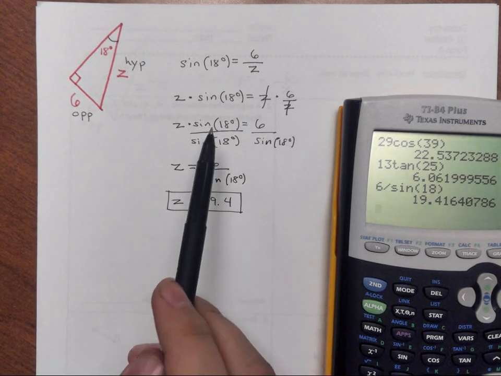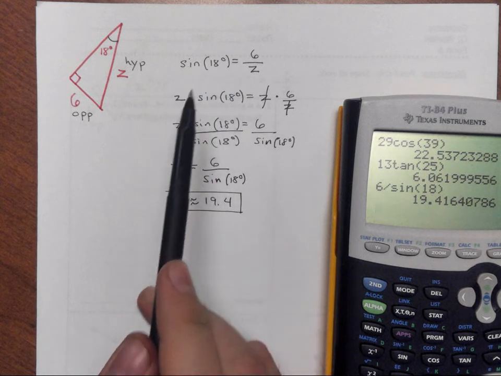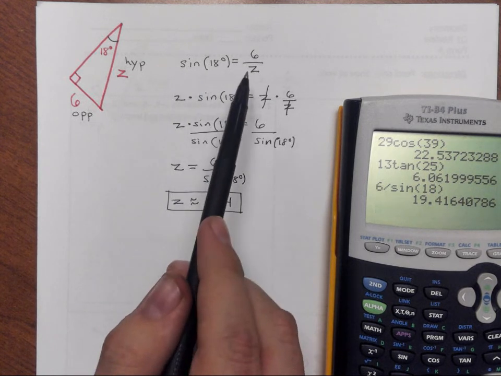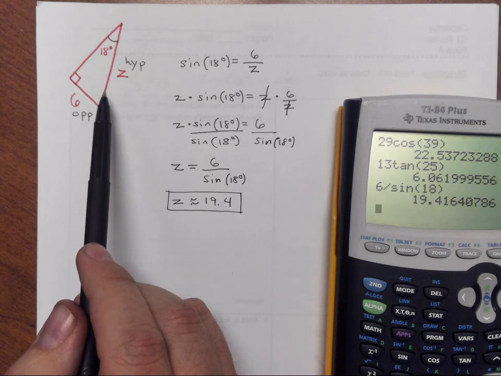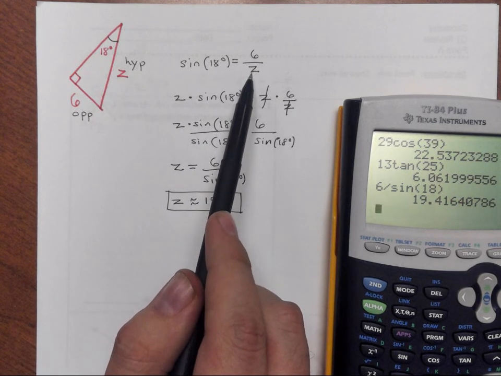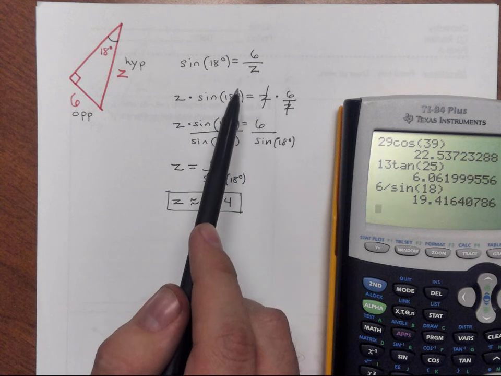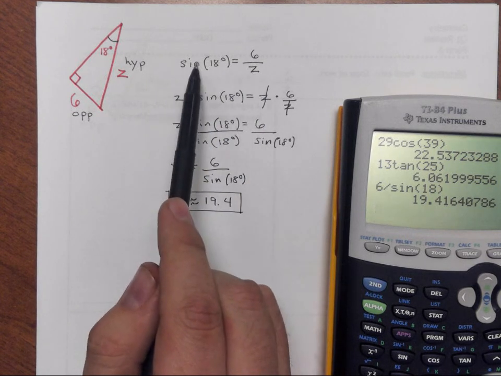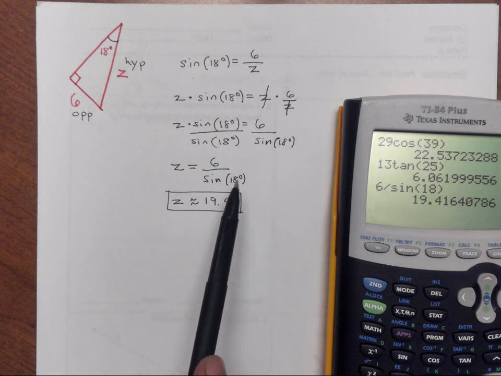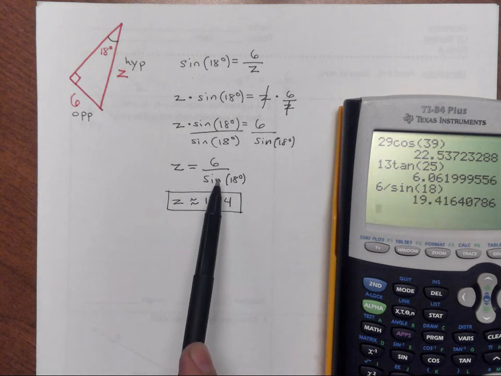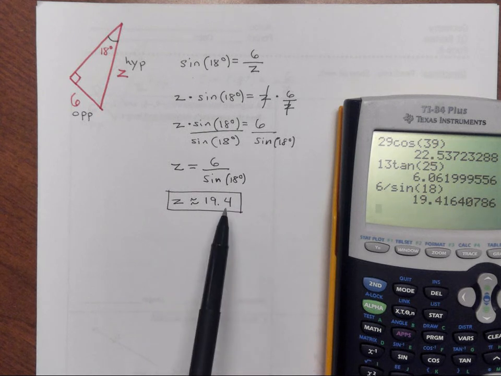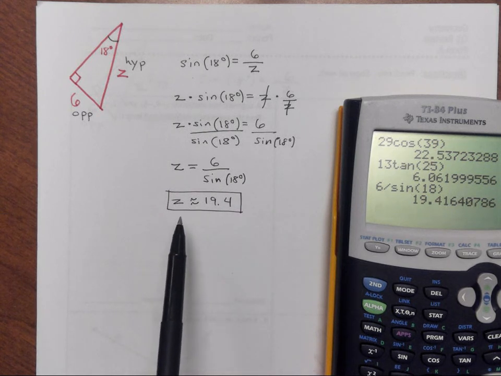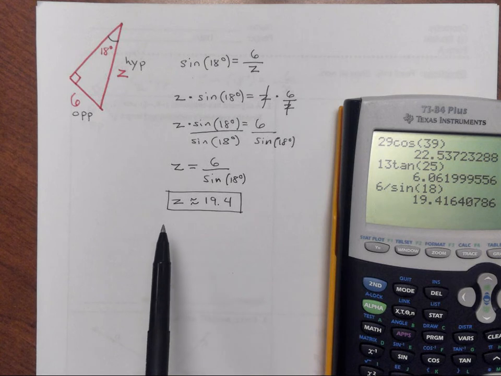Again, a problem like this, it's not the sine that made this a more difficult problem. It was specifically where z was located on the triangle. So watch out for that. 6 over z, if I want to solve that using correct algebra, I have to multiply by z and then divide the sine back, which ultimately leads me to this answer. z is 6 over the sine of 18 degrees. If I approximate that using a calculator, that is approximately 19.4 if I'm rounding to the nearest tenth.